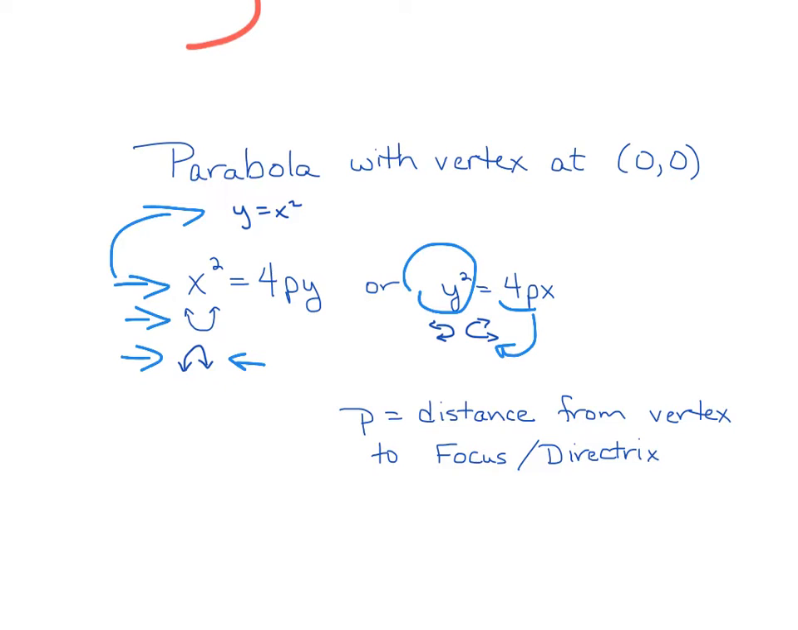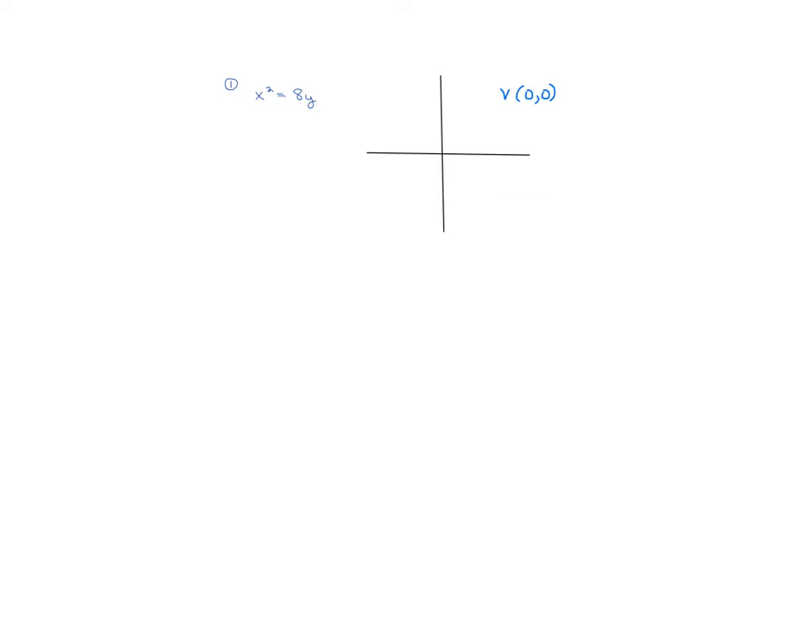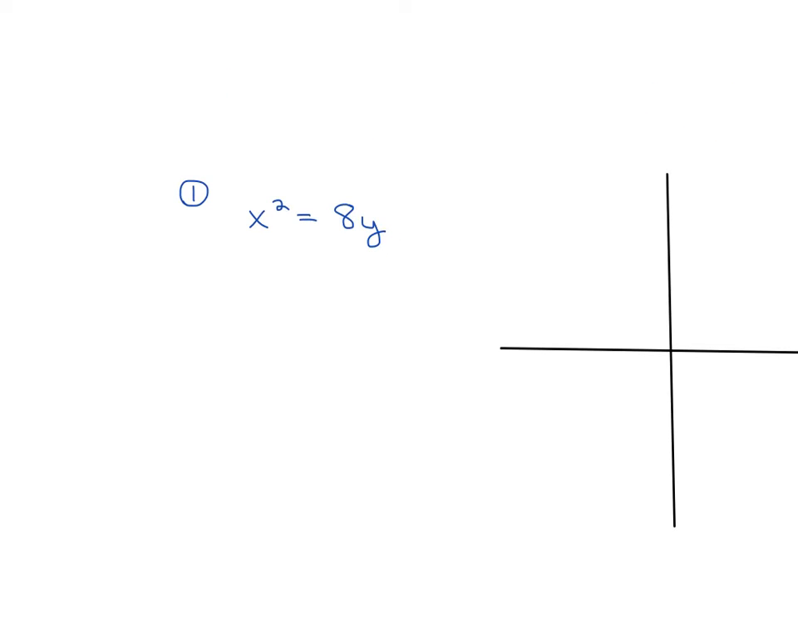So this focus point and this line, they're both going to be the same number of spaces away from the vertex. And what I mean, so here is my first example. The first few examples that I do, all of the vertices are going to be at (0, 0) because they're all taking on this form: x squared equals 4py.